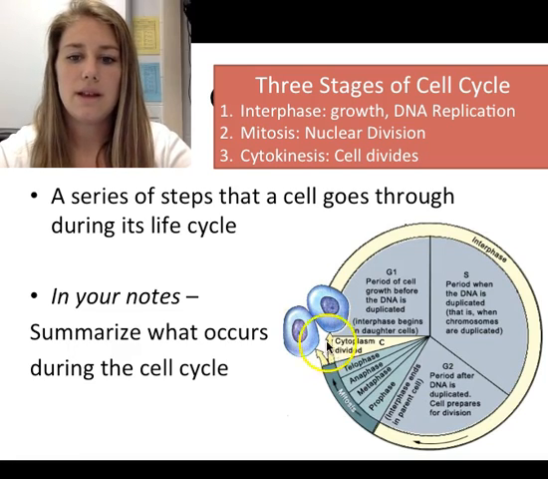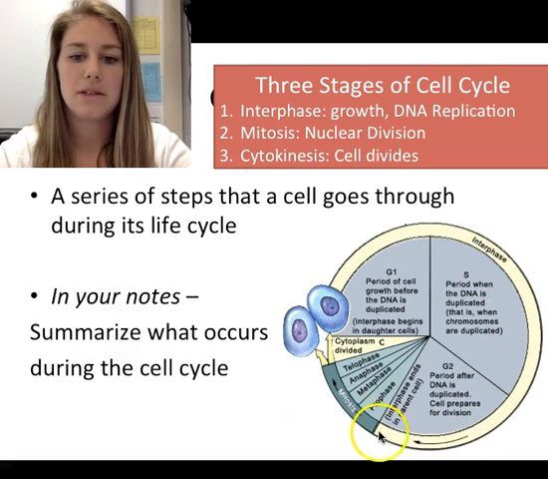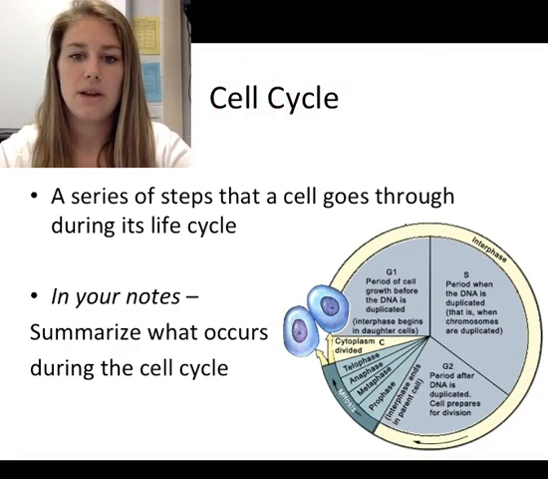So in a cell's journey, which is a long cycle, it's going to grow. The DNA will be replicated so that when the cell splits in mitosis, there will be DNA ready for both cells. So in your notes, what I'd like you to do is summarize what happens during the cell cycle.